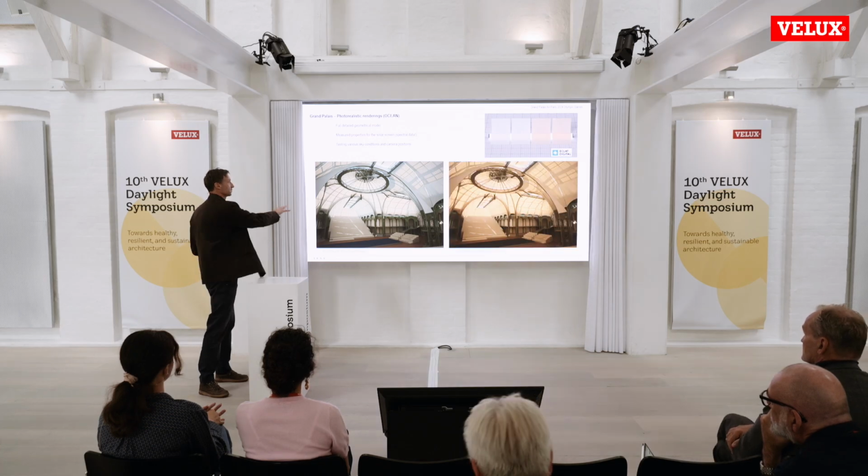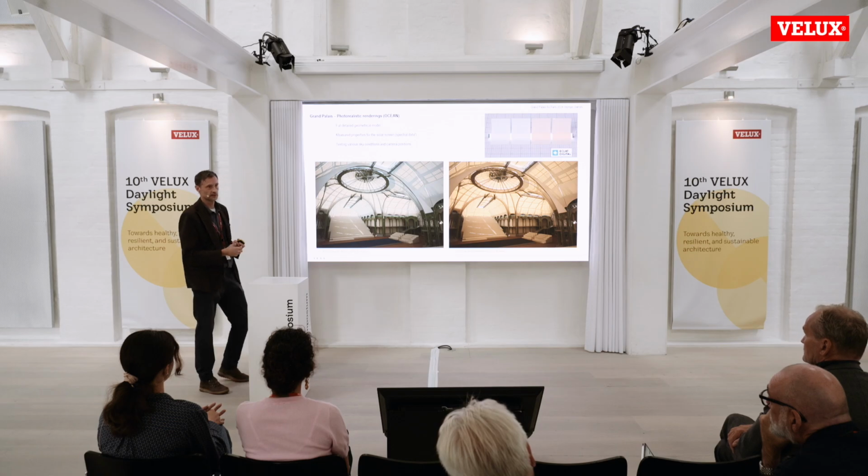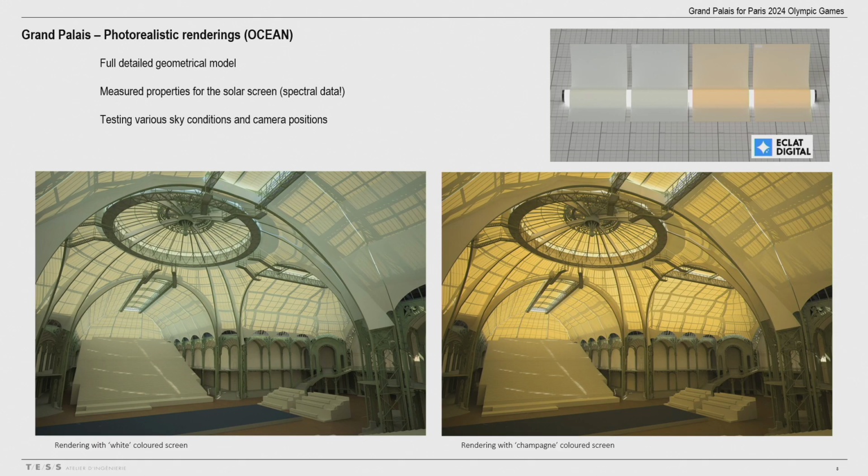assess. The first one was this white-colored, or neutral-colored, screen. And the second one was a more yellowish screen that was called Champagne. So they still hesitated, and of course both complied with the illuminance levels that were required in the project.